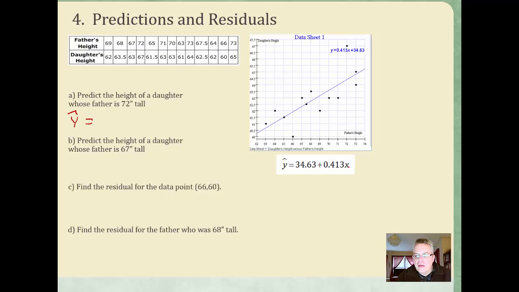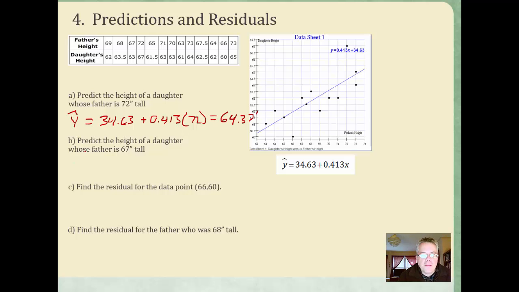That's what our equation is for, making predictions. So we're going to use it. What goes into x is the height of the father. So we have 34.63 plus 0.413 times x, but x is 72 in this case. So in goes the father's height, out comes the prediction of the daughter. 34.63 plus 0.413 times 72 gives me 64.36, actually 64.37. Okay, that's a prediction of the daughter's height. And that's what I expected from the graph, something a little bit below 64.5.